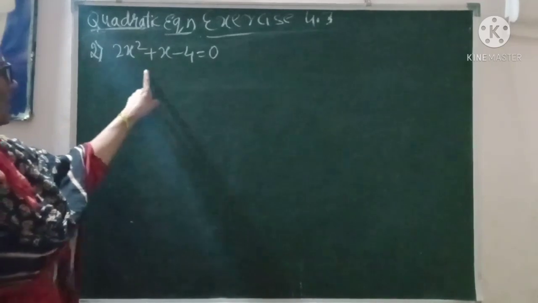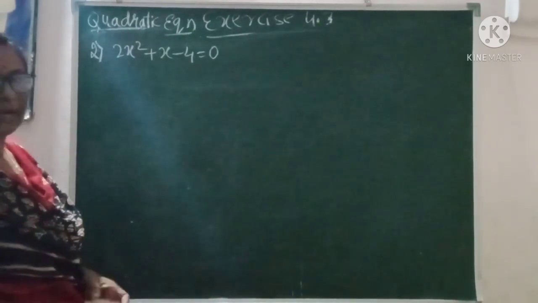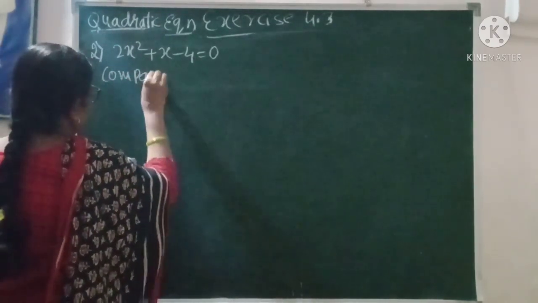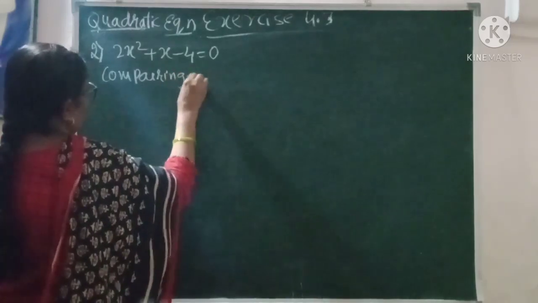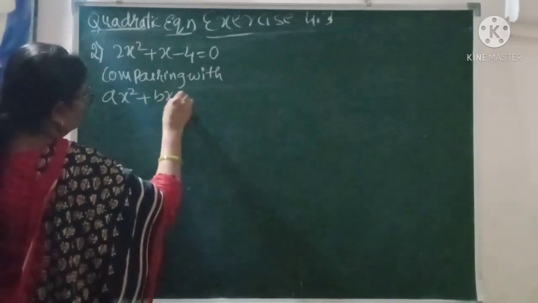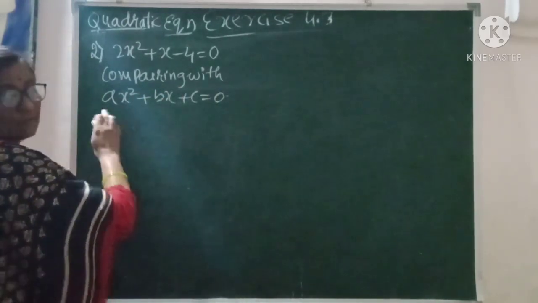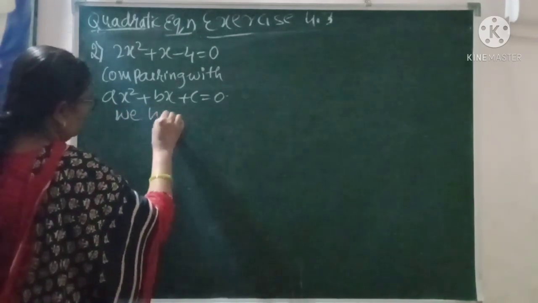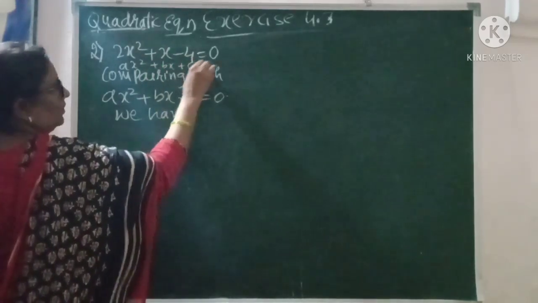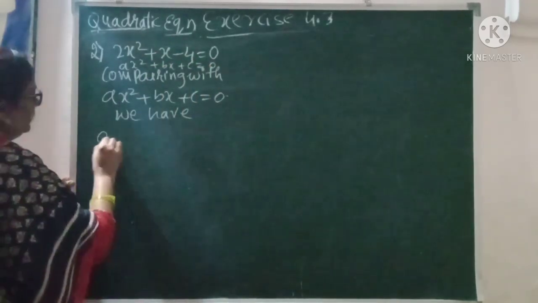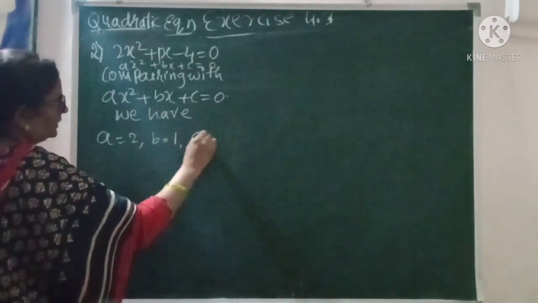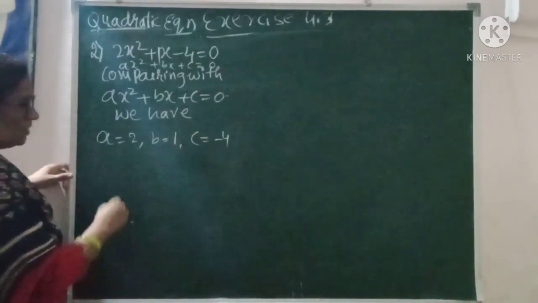The second question is 2x square plus x minus 4 equal to 0. You are applying the formula for this one. So you are comparing with ax square plus bx plus c equal to 0, the standard form of quadratic equation. You are comparing that one. So what you get here? In place of a you have 2, for b, nothing written means it is 1, and in place of c you have minus 4. Very simple.